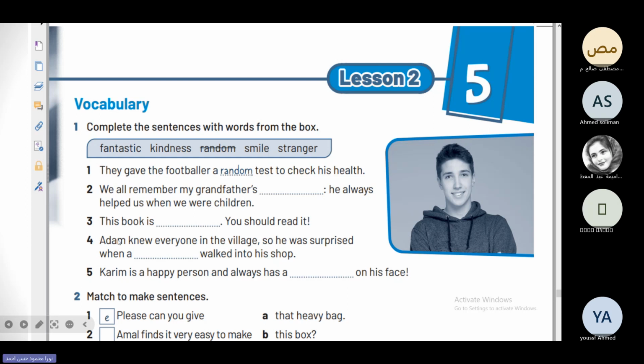Number 4, Adam knew everyone in the village. So he was surprised when a stranger walked into his shop, because he knows everyone. غريب. Number 5, Kareem is a happy person and always has a smile on his face. Excellent. So if you see here, this is Kareem and he always has a happy smile on his face. Okay.